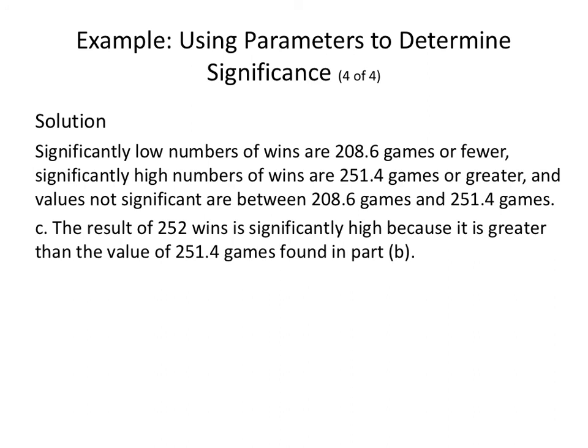So we've got to think back. Our result of 252 wins would be considered significantly high because it's greater than the 251.4 games that we found in Part B. So this is just another way to look at significance by using the parameters instead of the probability.